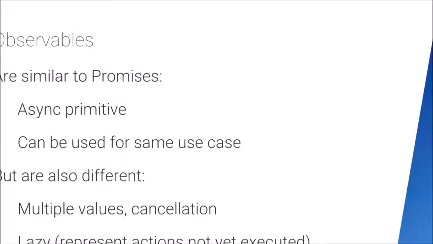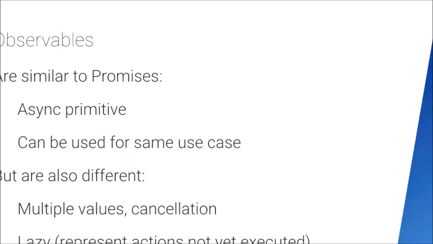Observables are like promises, and this is the only time in this talk you will hear me say that. Observables are like promises in the sense that they are also asynchronous primitives, and you can use them to solve the same problems. But those solutions are going to look different because observables under the hood are very different animals.